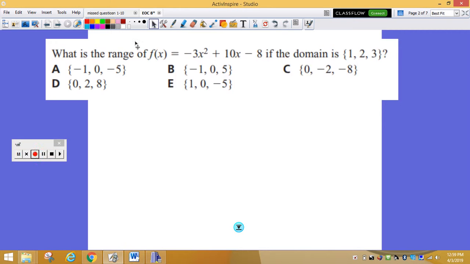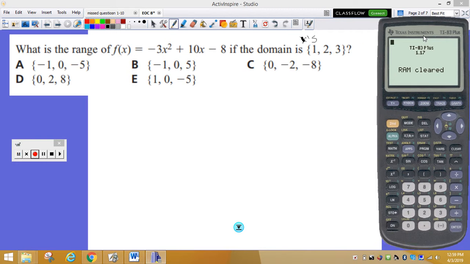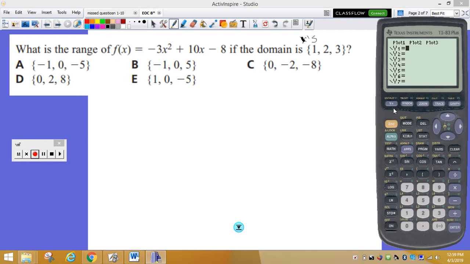Alright, so what do we do if you get a question like this? It gives you an equation and it's giving you the domain. Well, you just wrote down that domain are your x's. So I'm going to pull up this handy dandy calculator just like we've been doing. I'm going to go to y equals, type in that equation, negative 3x squared plus 10x minus 8, and hit second graph. I'm going to go to my table.